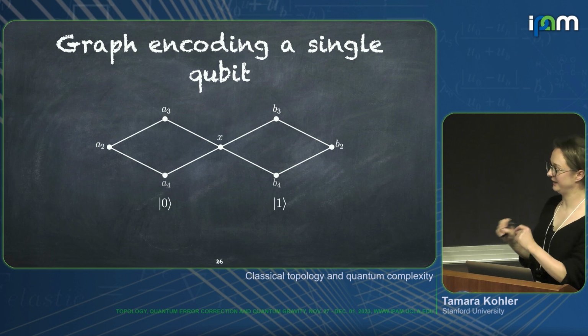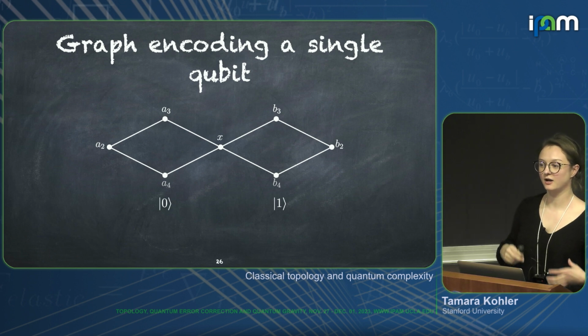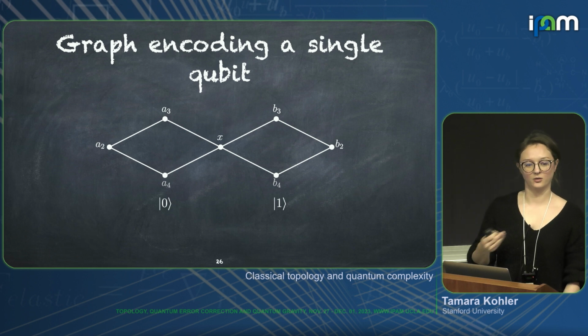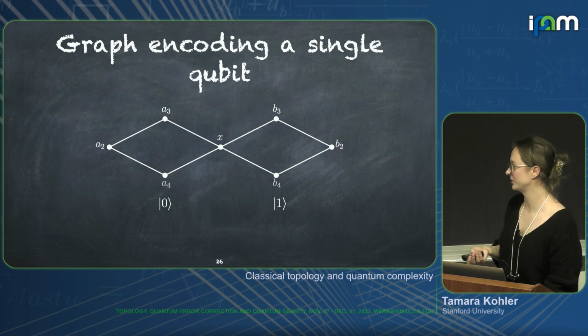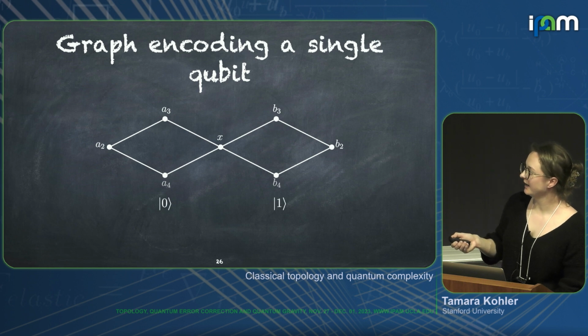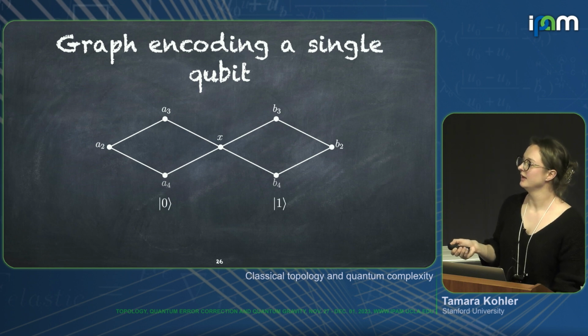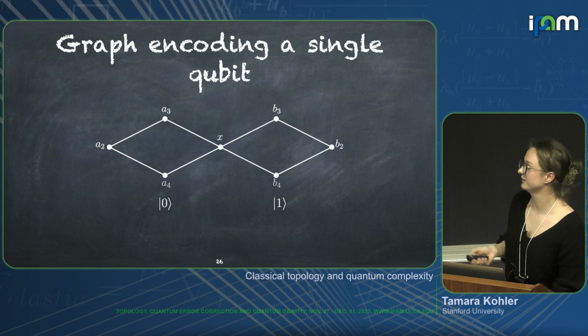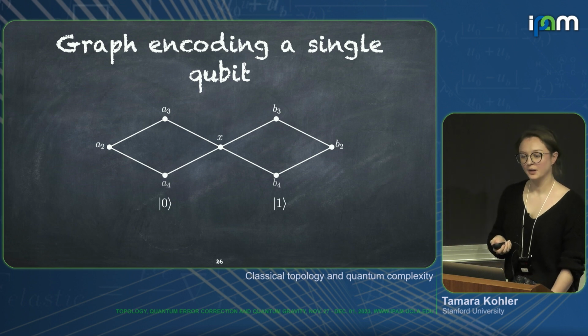And because there's no 3-cliques in this graph, the clique complex of this graph is just the graph itself. So you can think of this as either the graph or the complex. They're just the same kind of object here. And we're going to have that this hole here on the left is going to correspond to the 0 state. And this hole here on the right is going to correspond to the 1 state.